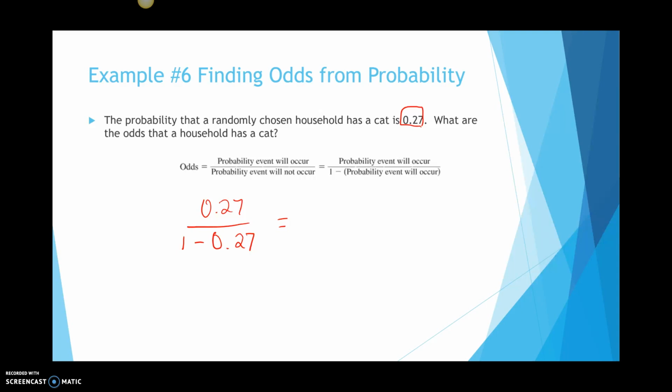So when we set this up, we have 0.27 for my numerator. 1 minus 0.27 is 0.73. So that would be the setup. That's going to be 27 out of 73. And that would be my answer for example number 6. That is it for probability, and we'll continue talking about this in class.